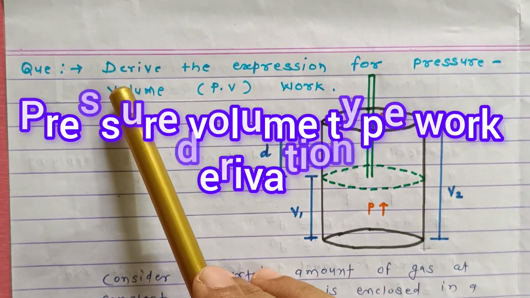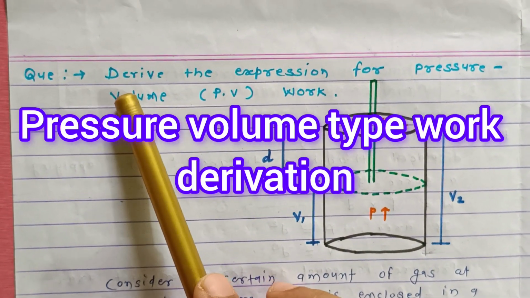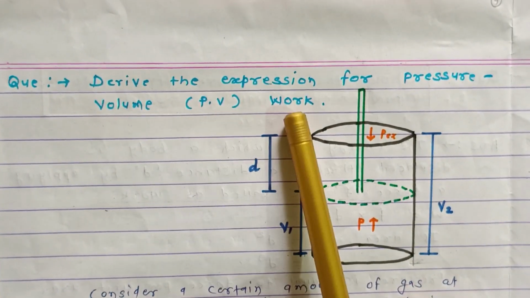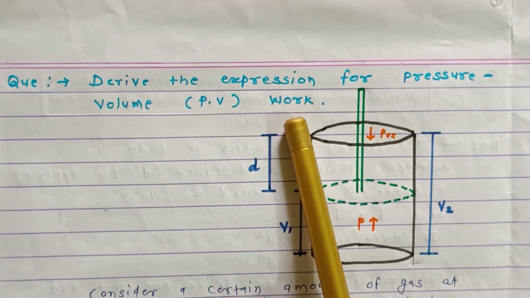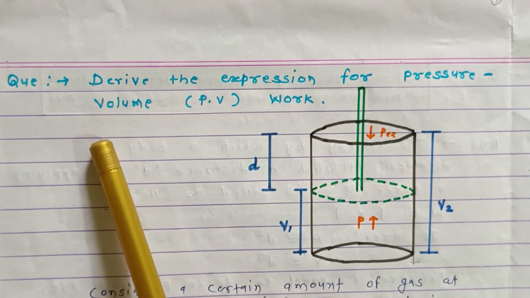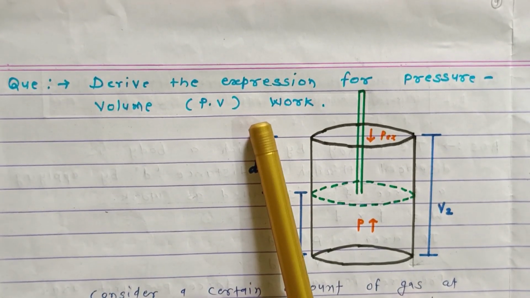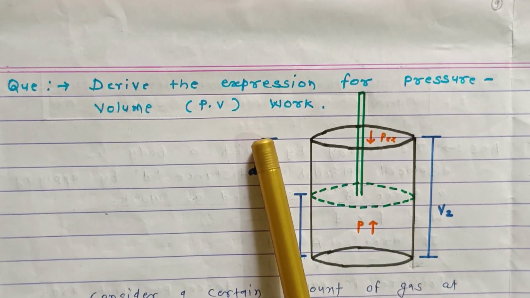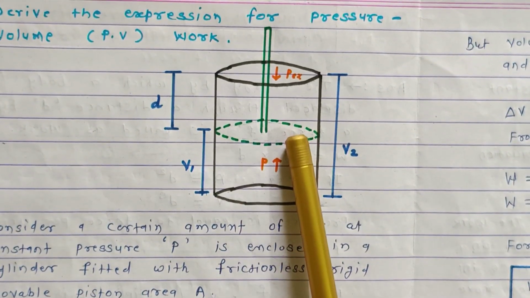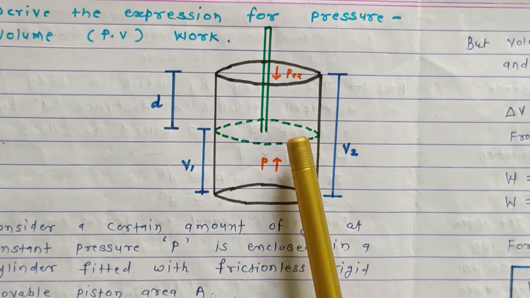Students, now we are going to discuss the question: derive the expression for pressure-volume work, PV work. This is also an important question for 2 marks, also called the derivation for pressure-volume type of work. For that purpose, we are taking the diagram. Explanation of the diagram is very important.